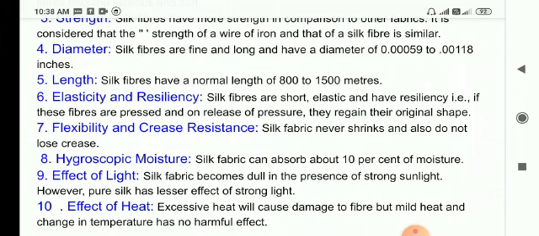Excessive heat will cause damage to the fiber, but mild heat and change in temperature have no effect on silk. So thus we are summarizing this chapter, and in our next video we will discuss the next chapter.